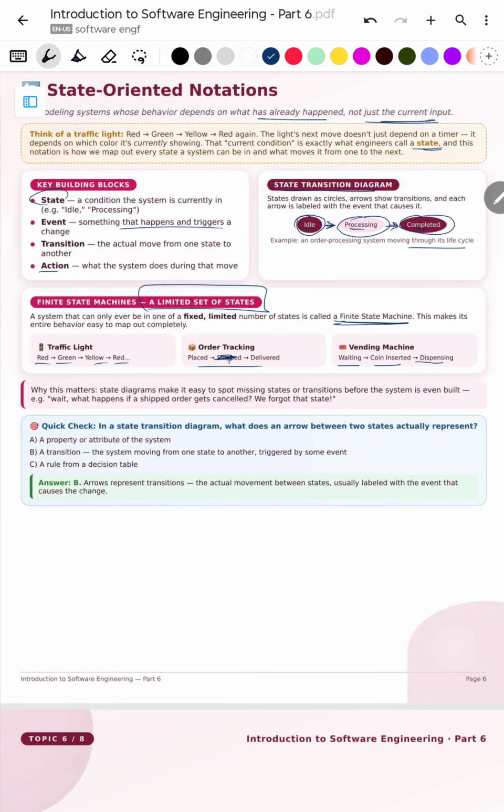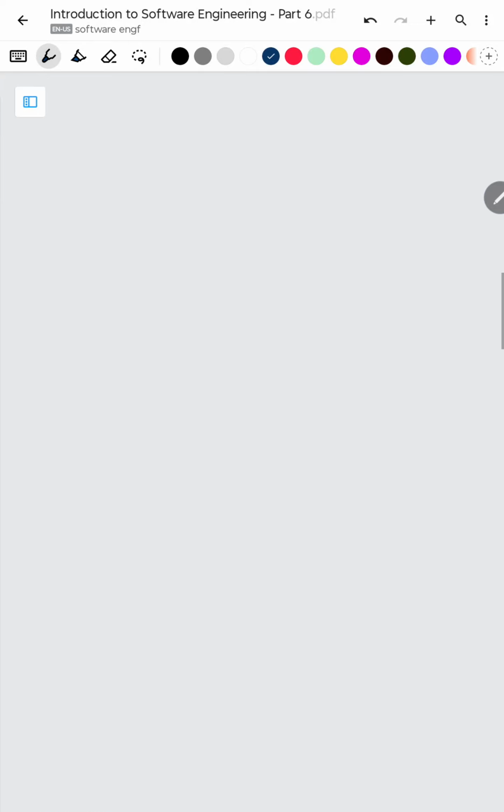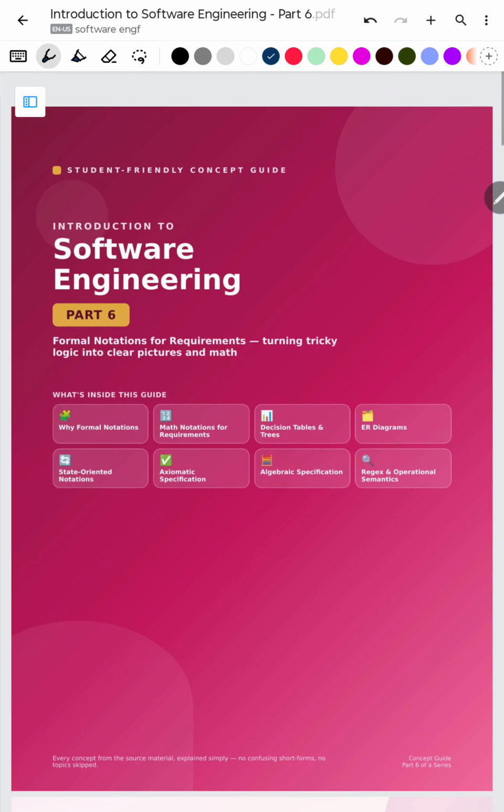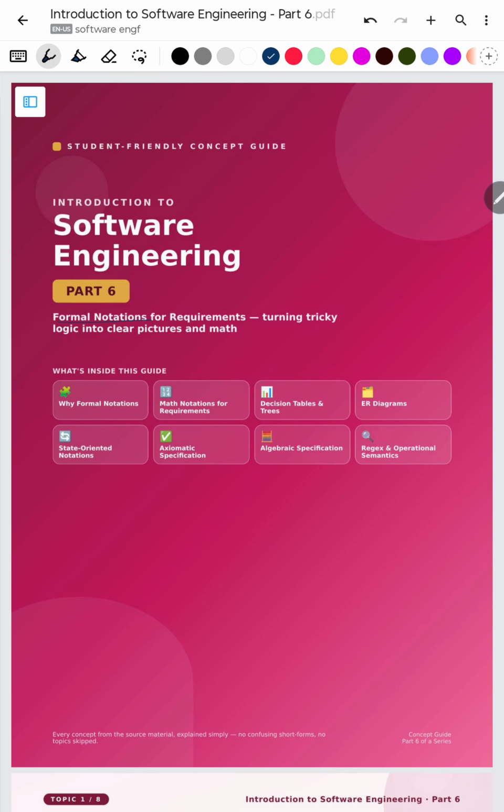The whole shift, what you're learning right now, is all something which is happening. Look at the heading first of all. Formal notations for requirements. We are still in the requirement stage. We haven't built anything yet. This is all which is happening while building the requirements. Remember, requirement setting, the SRS document which I have covered in the previous video.